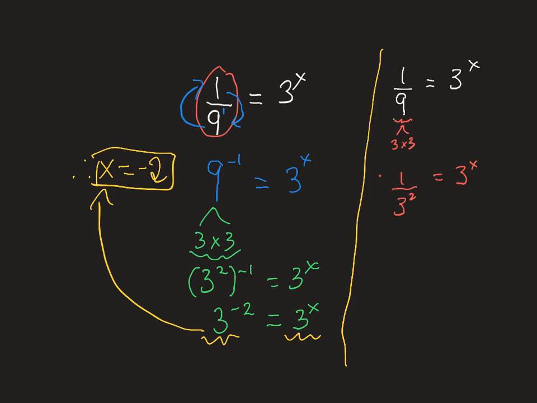That doesn't change your next step. You still have to move the 3 squared up there because 1 over 3 is not the same base as 3. So we move it up there, and the 3 comes up here, and it becomes 3 to the power of negative 2, just like magic, is equal to 3 to the x. And then finally, bases are the same, so we can say x is equal to negative 2.